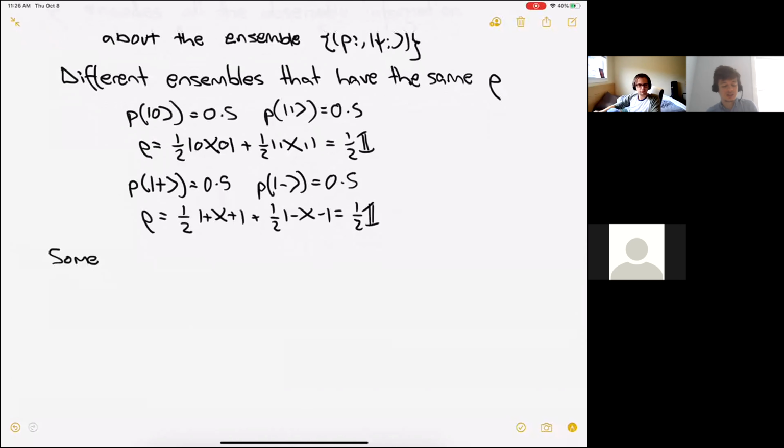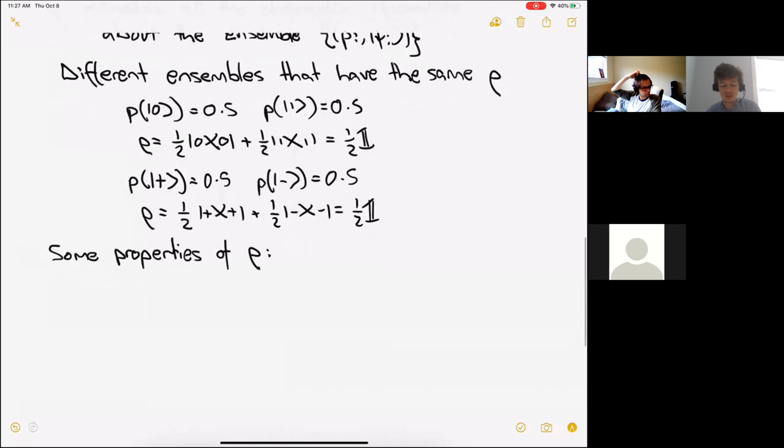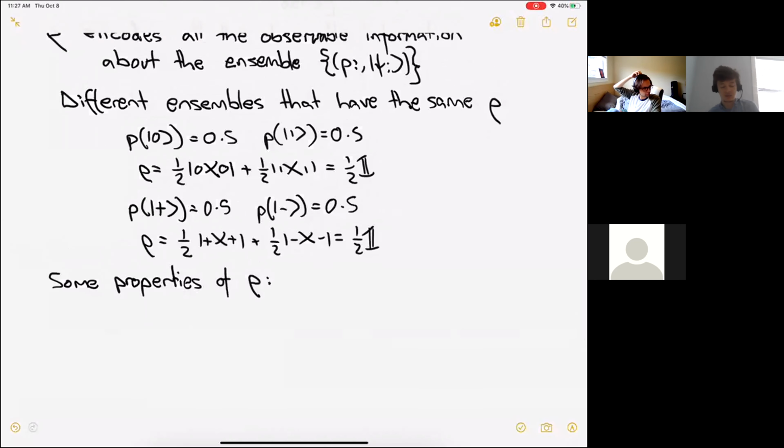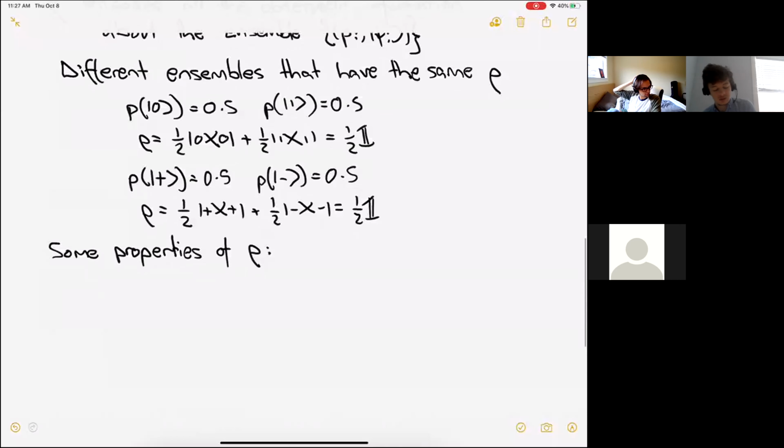Now we've defined this idea of a density matrix rho, let's look at some properties of it. Obviously, it's an element, a matrix on the Hilbert space. So it's a map from the Hilbert space to itself, a linear map.